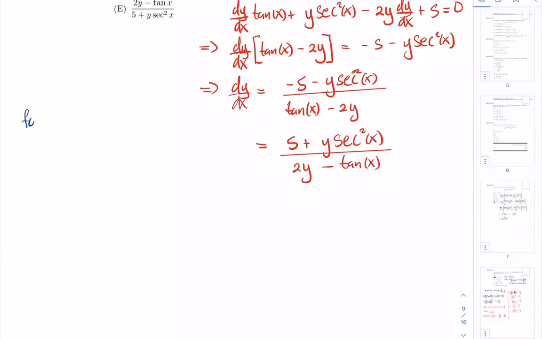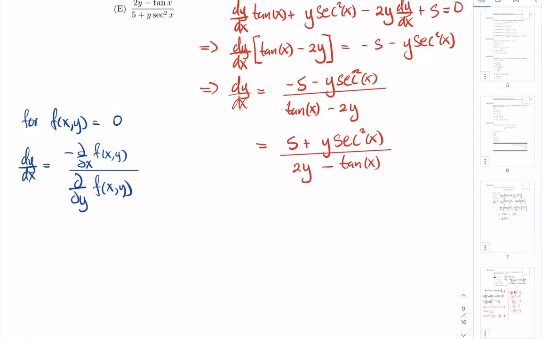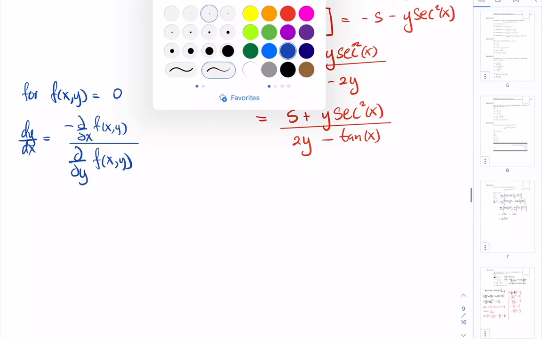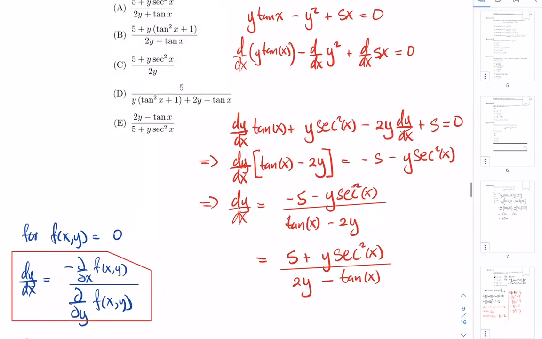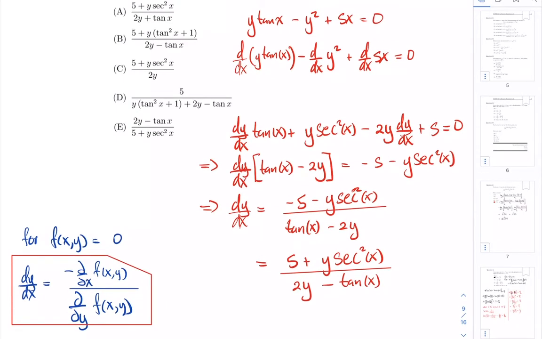So for f of xy equals 0, the derivative dy/dx is actually equal to the negative of the partial derivative with respect to x of f of xy over the partial derivative with respect to y of f of xy. So we're going to use this rule and see if we get a different answer or the same answer. Here our f of xy is equal to our equation that we previously had.